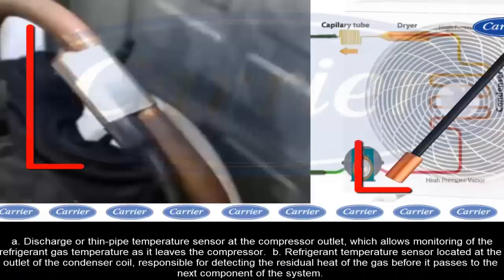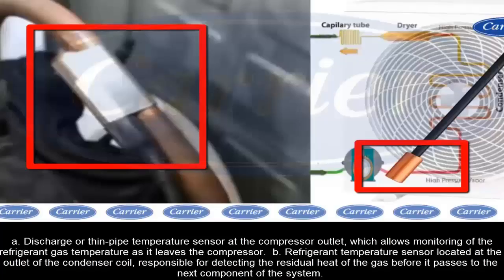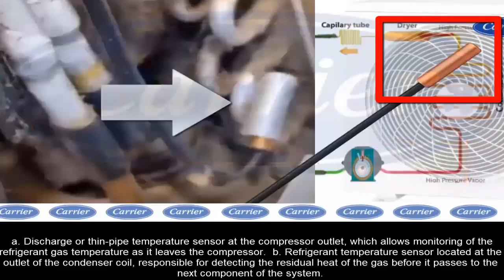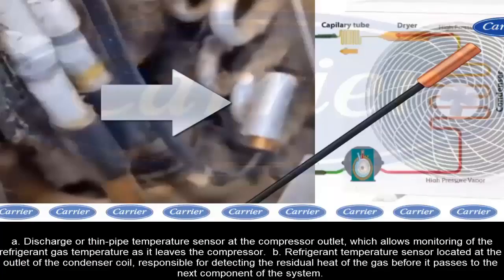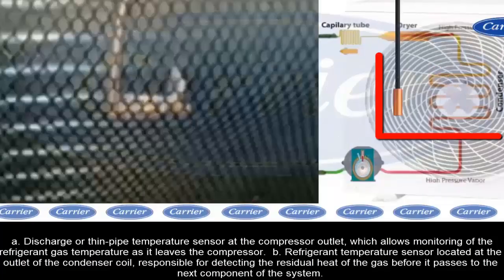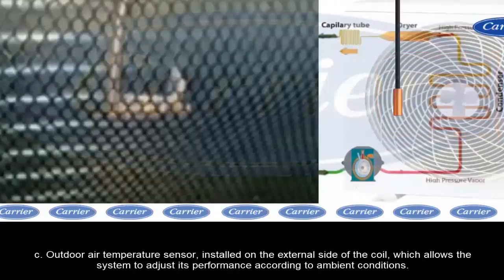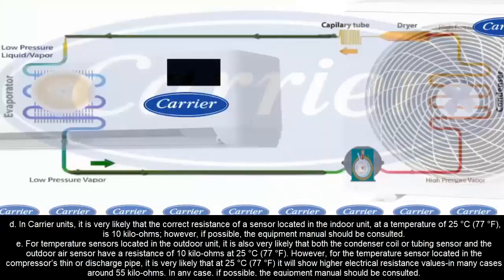A. Discharge or thin pipe temperature sensor of the compressor, which allows monitoring the heat of the refrigerant gas leaving the compressor. B. Refrigerant temperature sensor located at the condenser coil outlet, responsible for detecting the residual heat of the gas before it moves to the next system component. C. Outdoor air temperature sensor, installed on the external side of the coil, which allows the system to adjust performance according to environmental conditions.